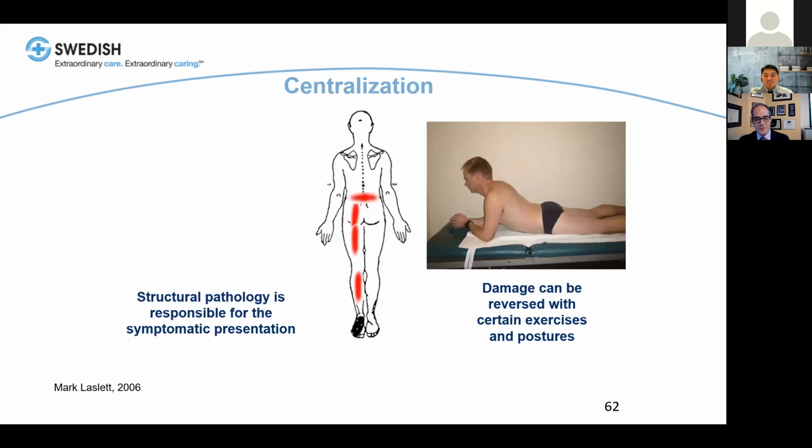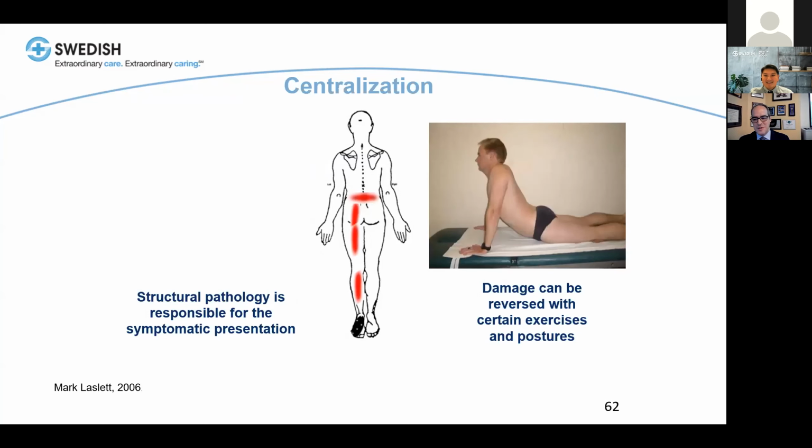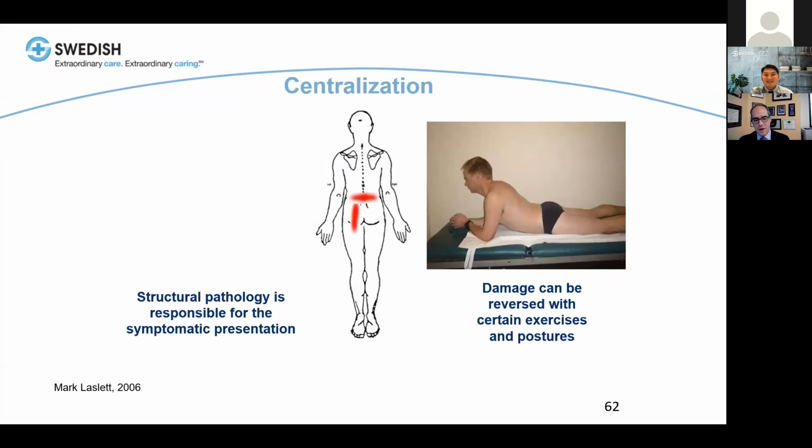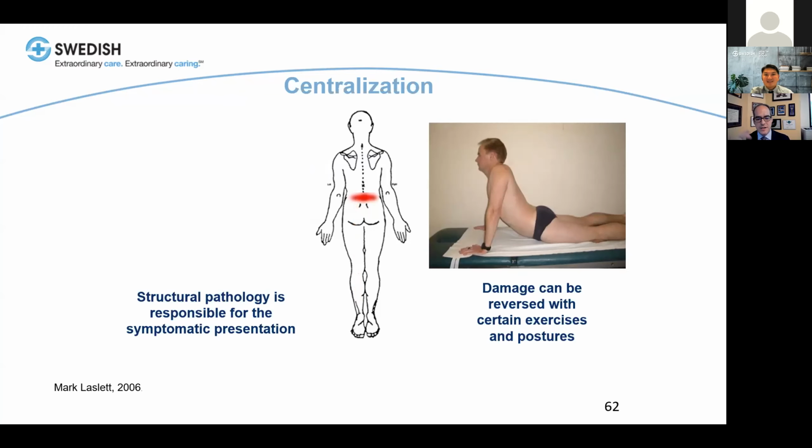Now we got the guy with different underwear on and different hair. He's doing prone extension. So as he does repeated extensions, look at the leg in the middle there, the red color. The pain is going from the calf up into the back. So he's centralizing. So his exercises may all be extension based.